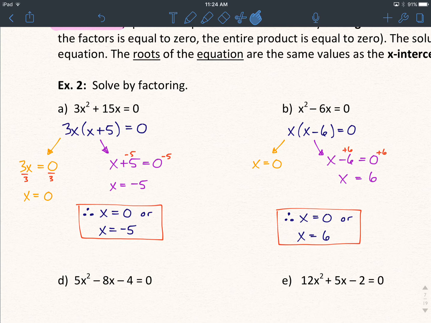So one way to set that up is to take the first component of our resulting factored term, which is 3x, and set it equal to 0, and then isolate x. So I have 3x being set equal to 0. I divide both sides by 3 and find that x is equal to 0. I take the second component of that term that results from factoring, x plus 5. I set it equal to 0. I isolate x by subtracting 5 from both sides, and that gives me x equals negative 5.